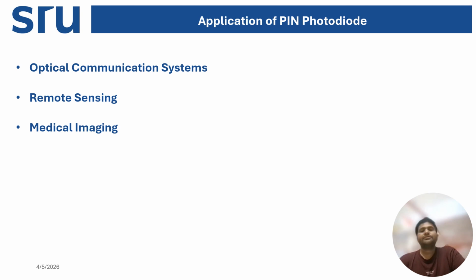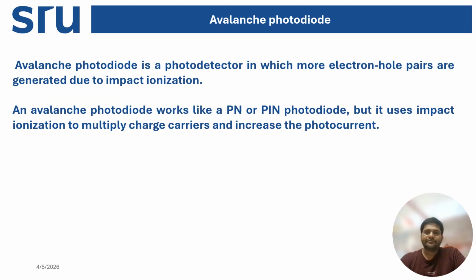And another application is high speed switching in RF applications. Due to low capacitance and faster response, they are used in RF switching for microwave communication systems. So this is all about PIN photodiode applications.